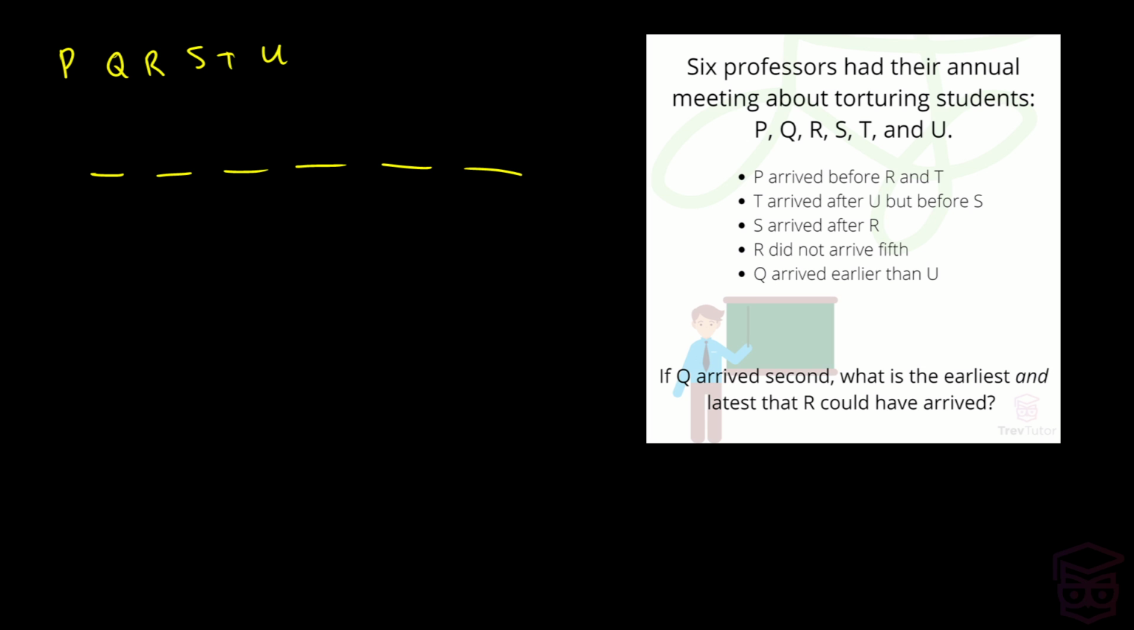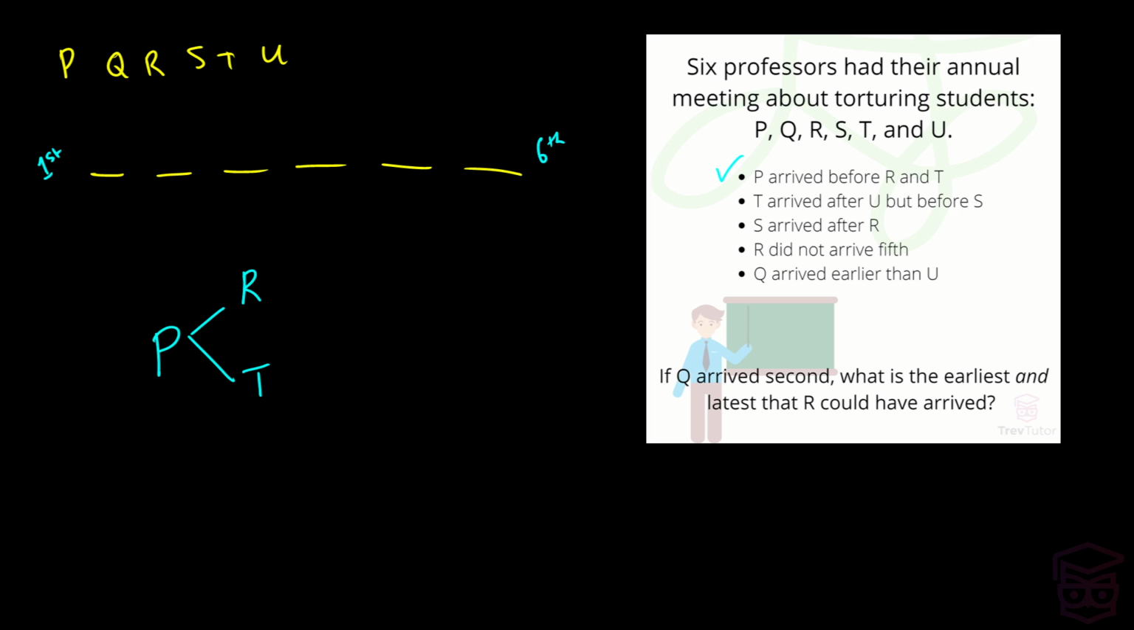So to do this, I'm going to use a slightly different notation. P arrived before R and T, so just so I know what my order is, I'm going to put first here and sixth here, so I know that the left is people arriving first. So P is before R and P is before T. I'm going to use this line notation. So that takes care of rule number 1.